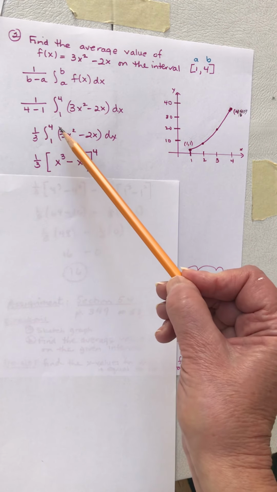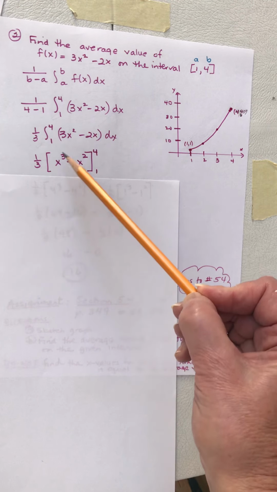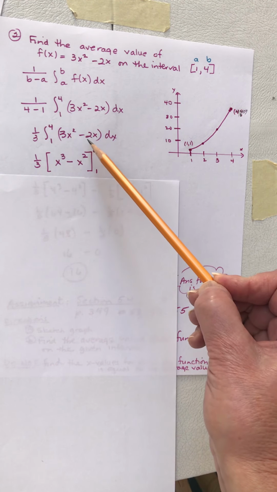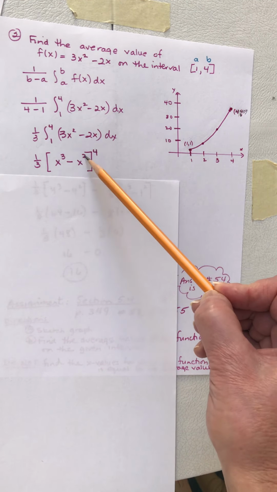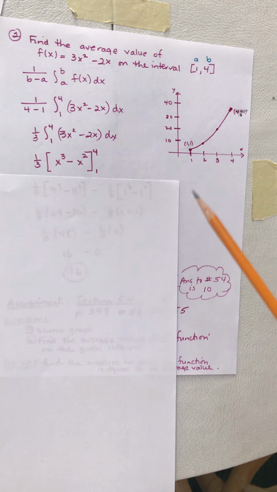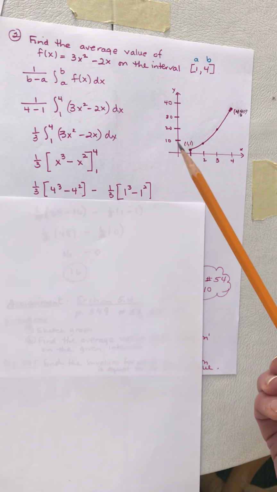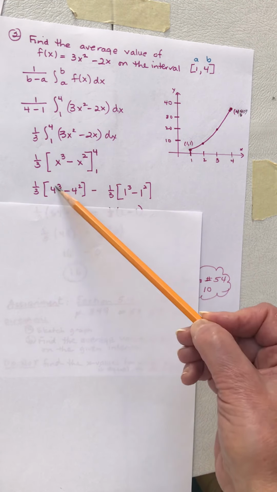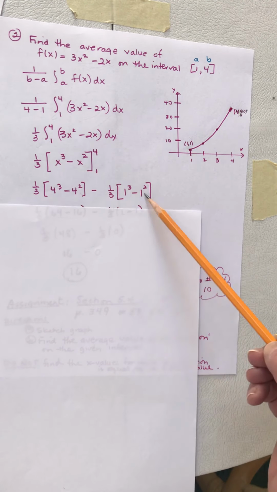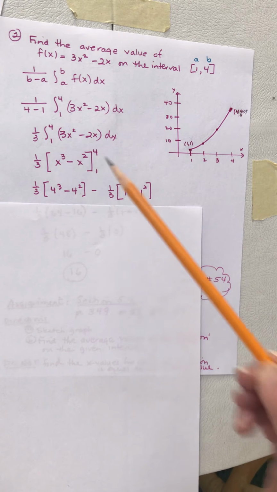And so the antiderivative of 3x squared is x cubed. The antiderivative of 2x is x squared. And I know you know how to do that with the power rule. So now we're going to evaluate it from 1 to 4. So fundamental theorem of calculus, we plug 4 in first, we plug 1 in second, and then we subtract.